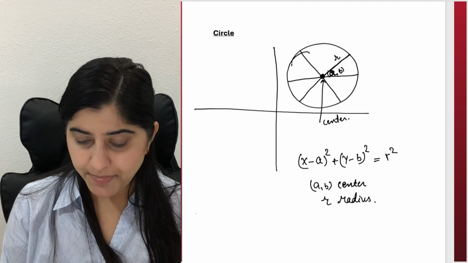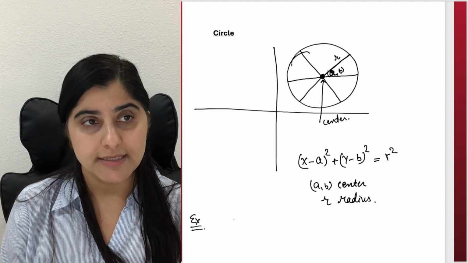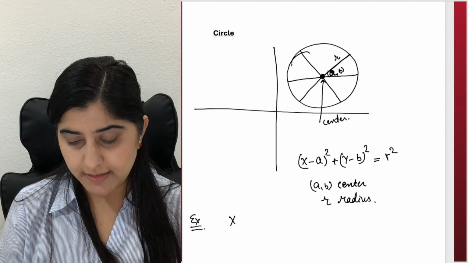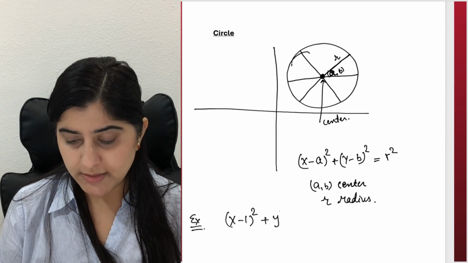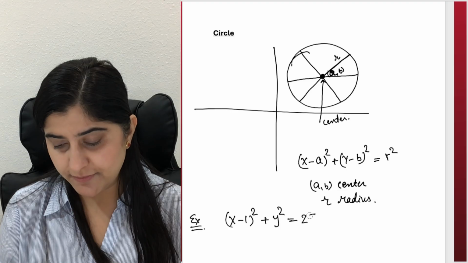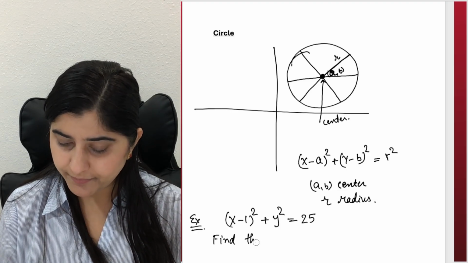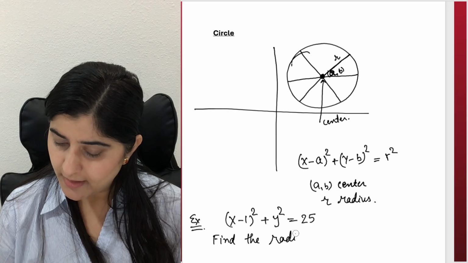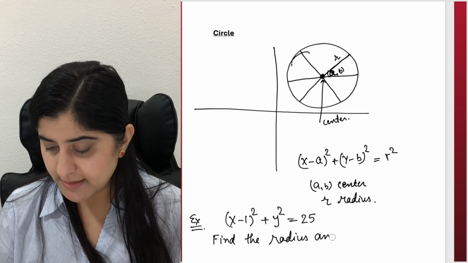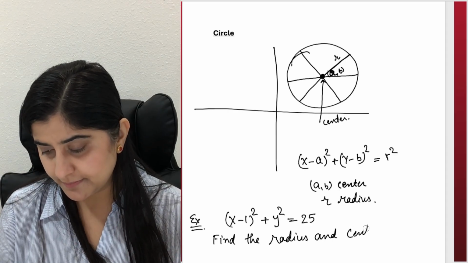For example, if this is given: (x minus 1) squared plus y squared is equal to 25, find the radius and the center of this circle.